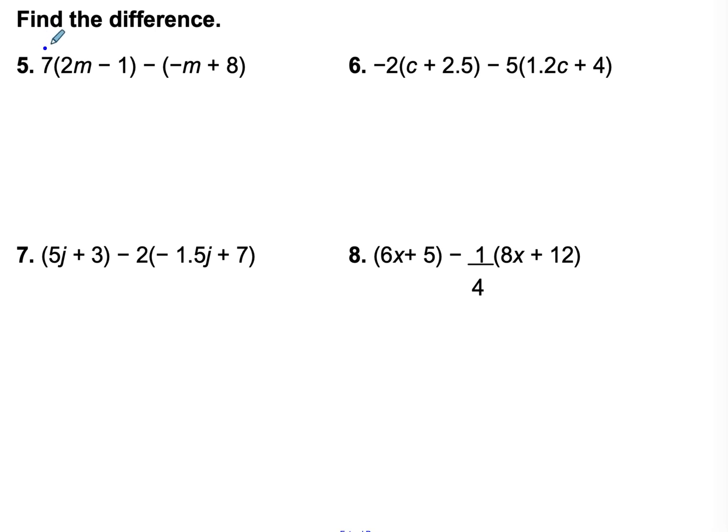So on this one, I've got a positive 7 to distribute. Boom, boom. Here my minus sign, boom, boom, is like multiplying by a negative 1. All right, 7 times 2m is 14m. 7 times negative 1 is negative 7. Negative 1 times negative m is positive m. Negative 1 times 8 is negative 8.